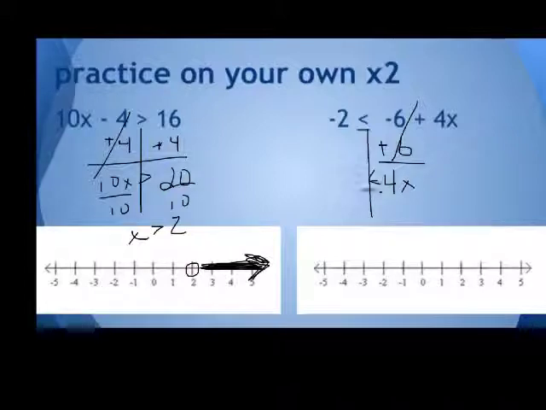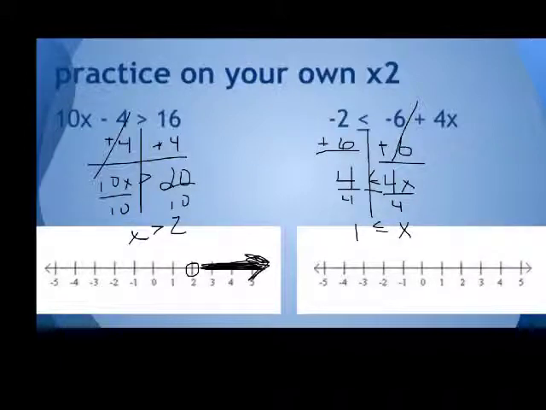Bring down the symbol. So negative 6 plus 6 cancels. Bring down your 4x. Add 6 to this side. Negative 2 plus 6 is positive 4. We get 4 is less than or equal to 4x. Divide both sides by 4. 4 divided by 4 is 1, and we get 1 is less than or equal to x.